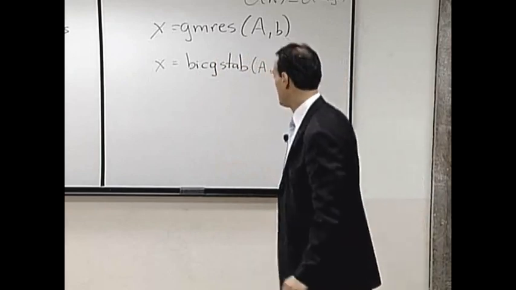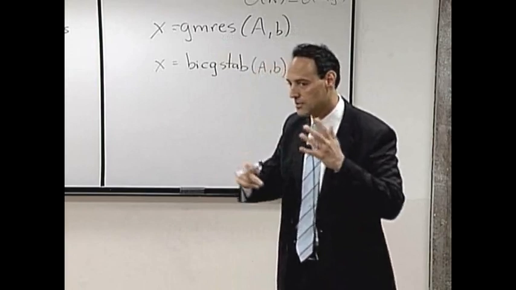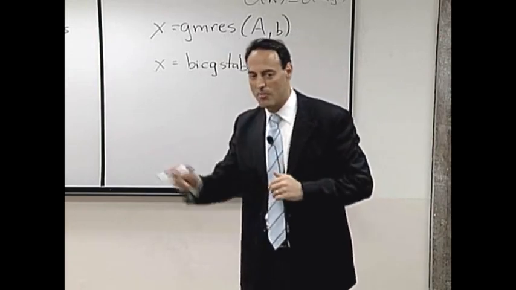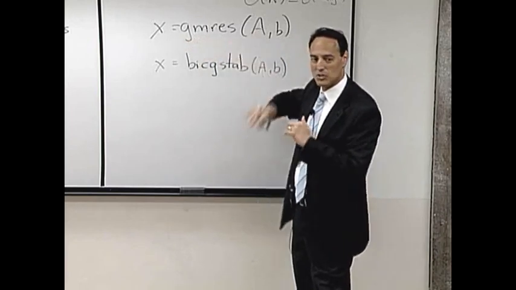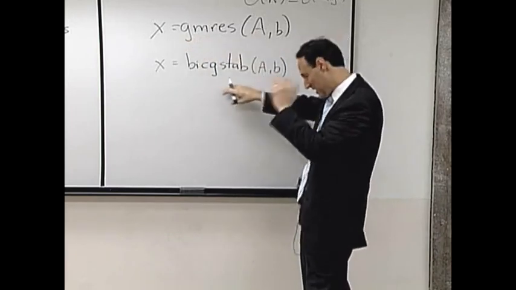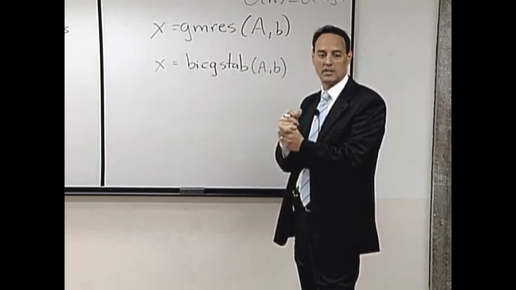So anyway, they're there. So if you want to think about them, now we have six ways, right? Jacobi, Gauss-Seidel, generalized method of residuals, biconjugate gradient stabilized method. Okay, so six ways to solve Ax equals b.